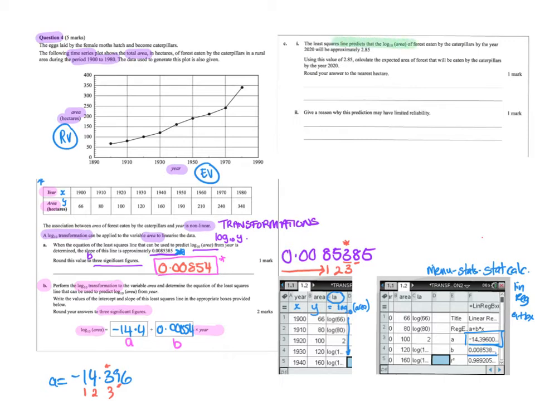So then we move on to the next question, which is the least squares line predicts that log area in the year 2020 will be 2.85. Now the crucial part of this question is here. Using this 2.85, calculate the expected area. So what they just gave me was log 10 of the area in that year, and they said it was 2.85. Now they're saying to use this data to find out what area is.